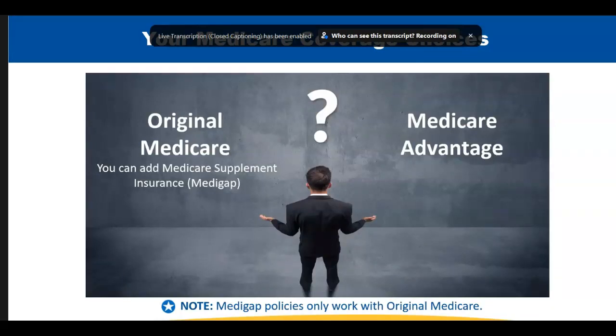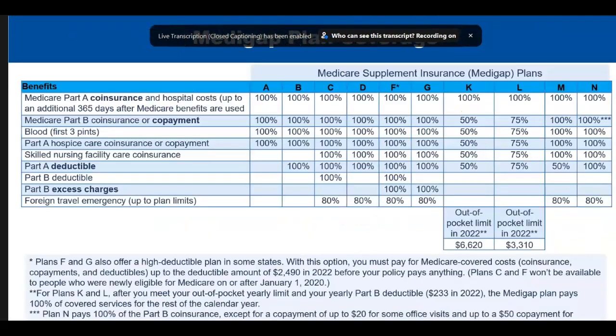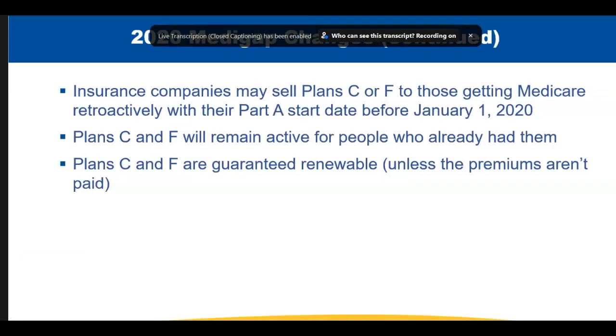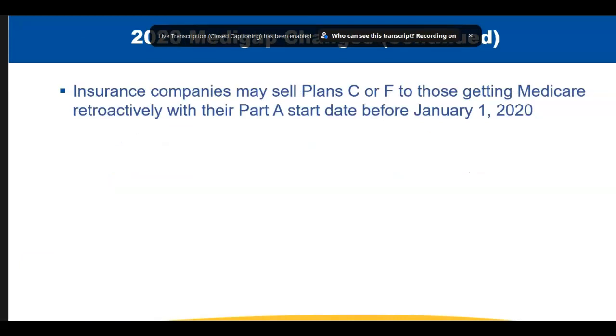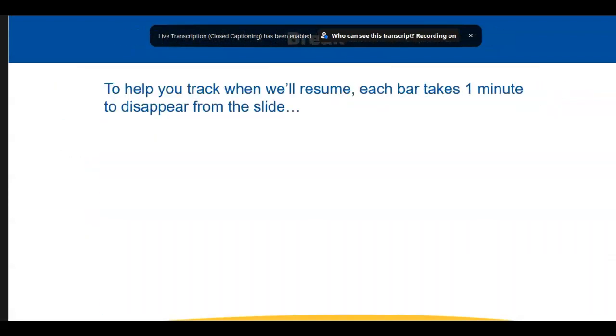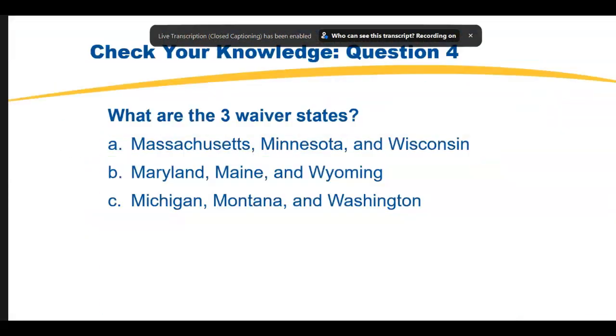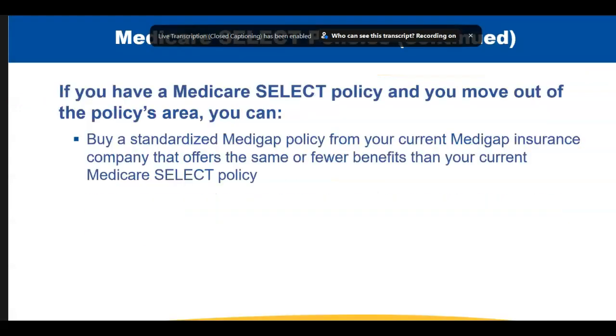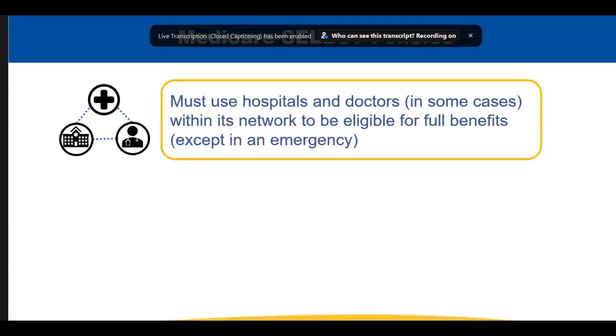Or you can go with Medicare Advantage. We call Medicare Advantage Part C. Part C, however, is really a combination of both A and B, and we essentially deliver the services to you through a private entity that is contracted with Medicare. So, Medigap policies.